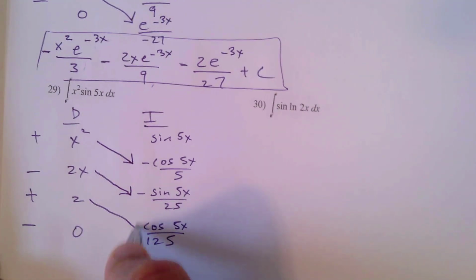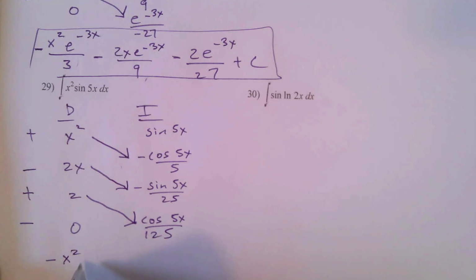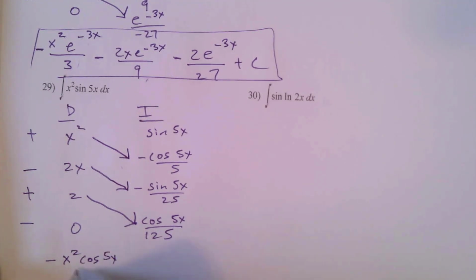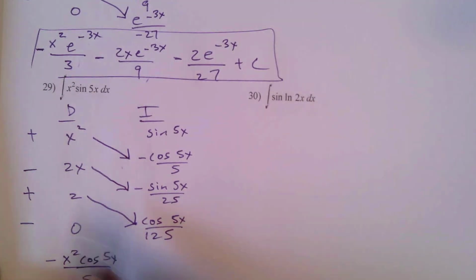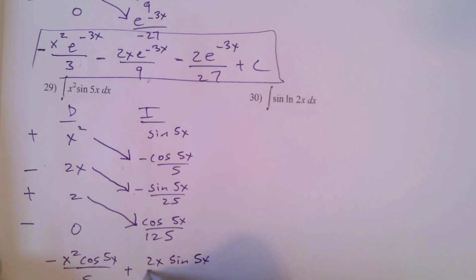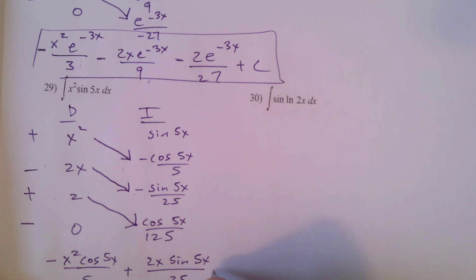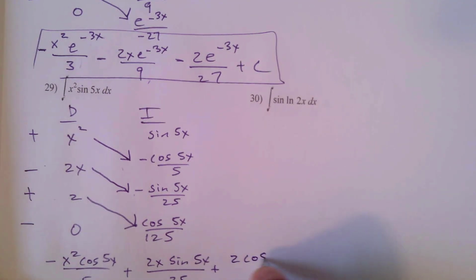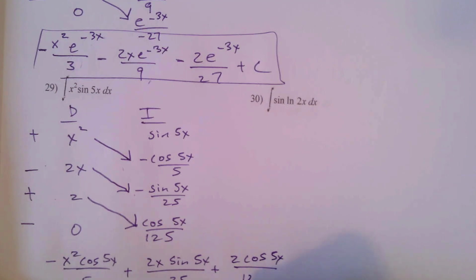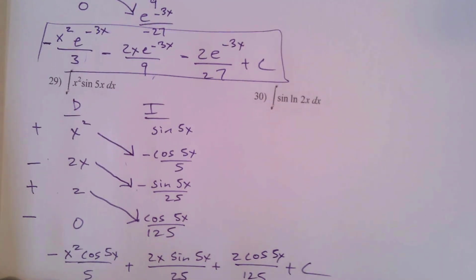Just multiply along the diagonals, and we've got these three terms. So the first term, positive times the negative, is going to be negative x squared cosine 5x over 5. Second term, a negative times a negative makes it a positive, 2x sine of 5x over 25. Positive times a positive, 2 cosine 5x over 125 plus c. So we've got our final answer.